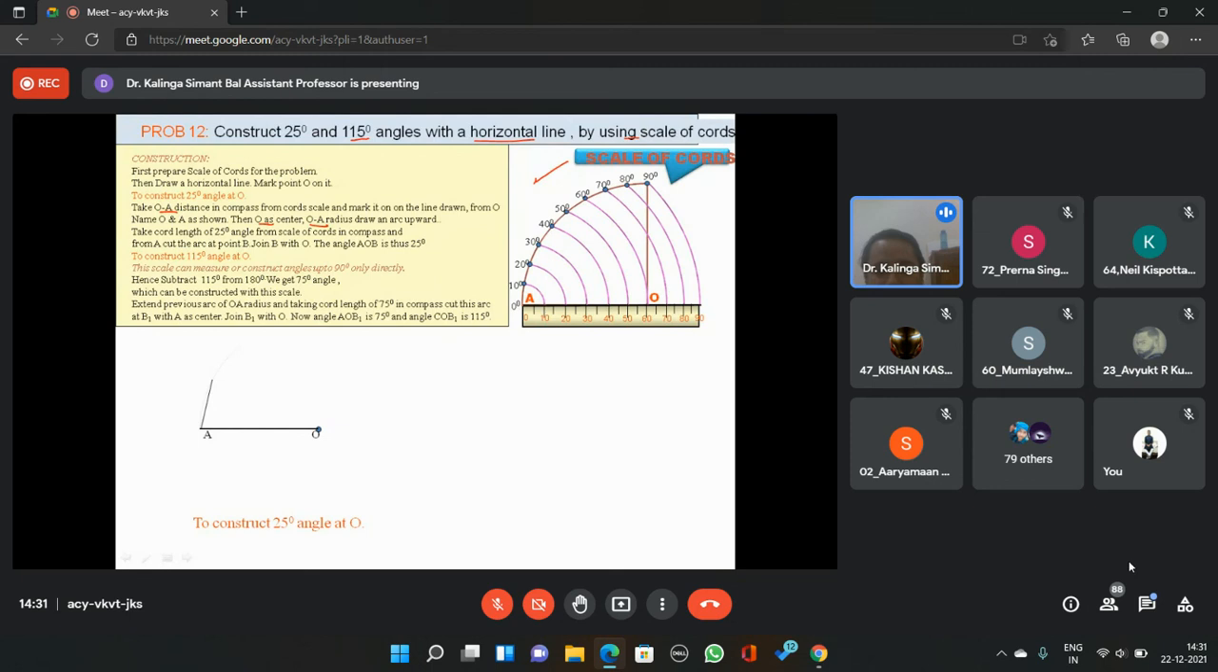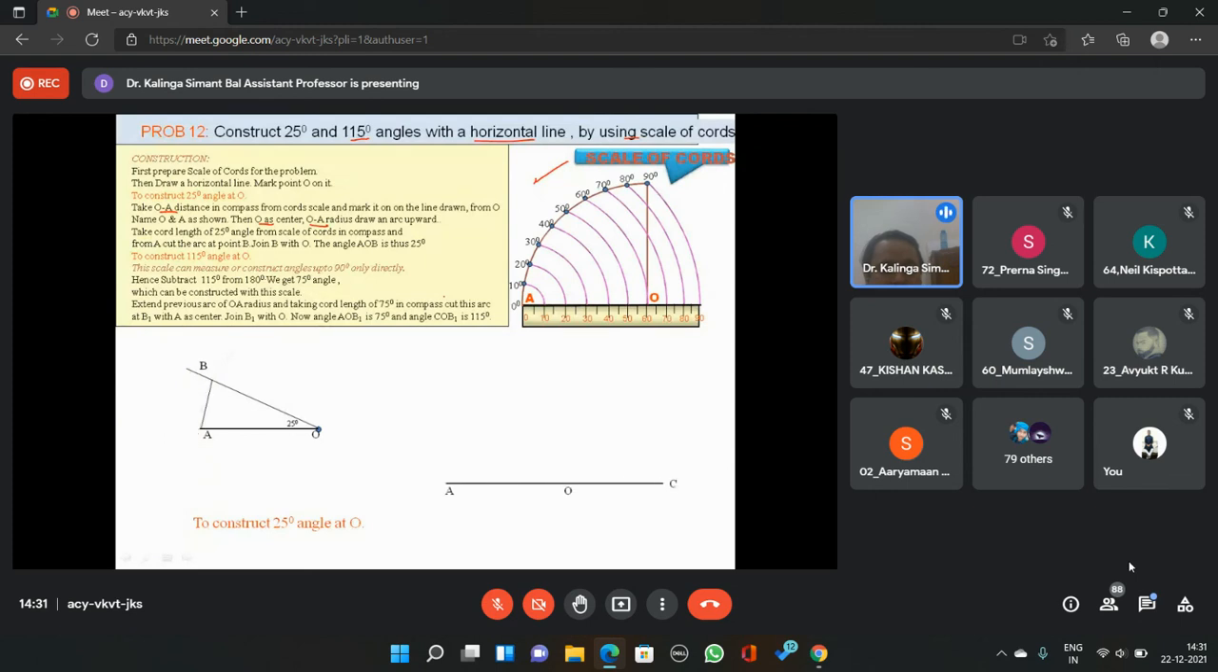For the 25 degree arc length, whatever you have measured from here, from this point, cut it here. You can join that one. Once you have joined that one, wherever the point meets, you can measure the angle as 25 degree. Similarly, you can see, you can measure this one as 25 degree.